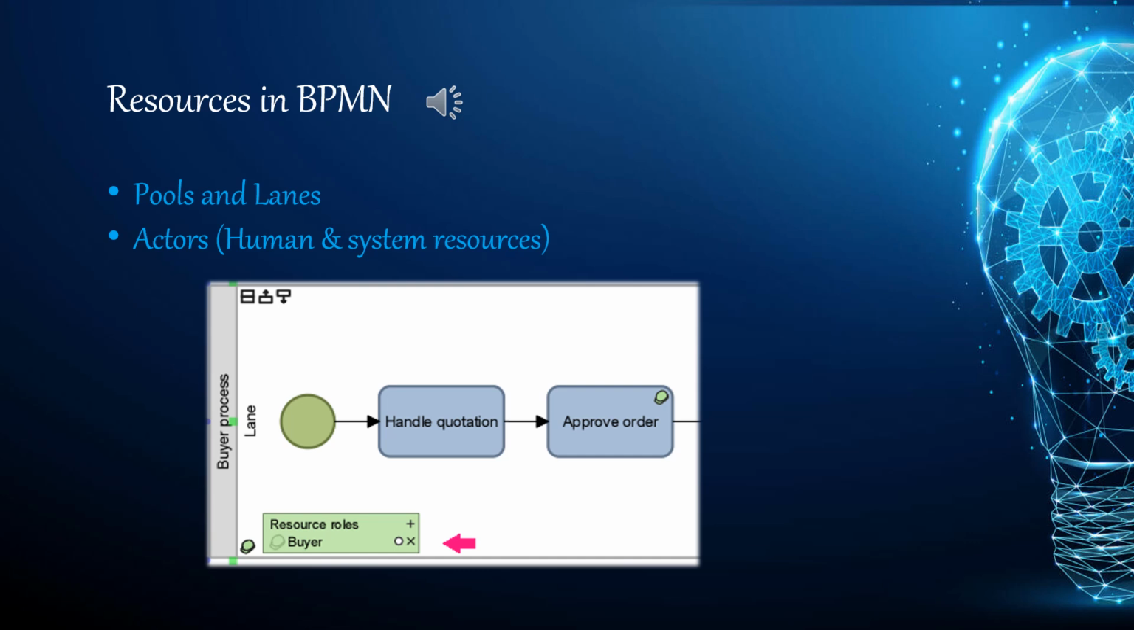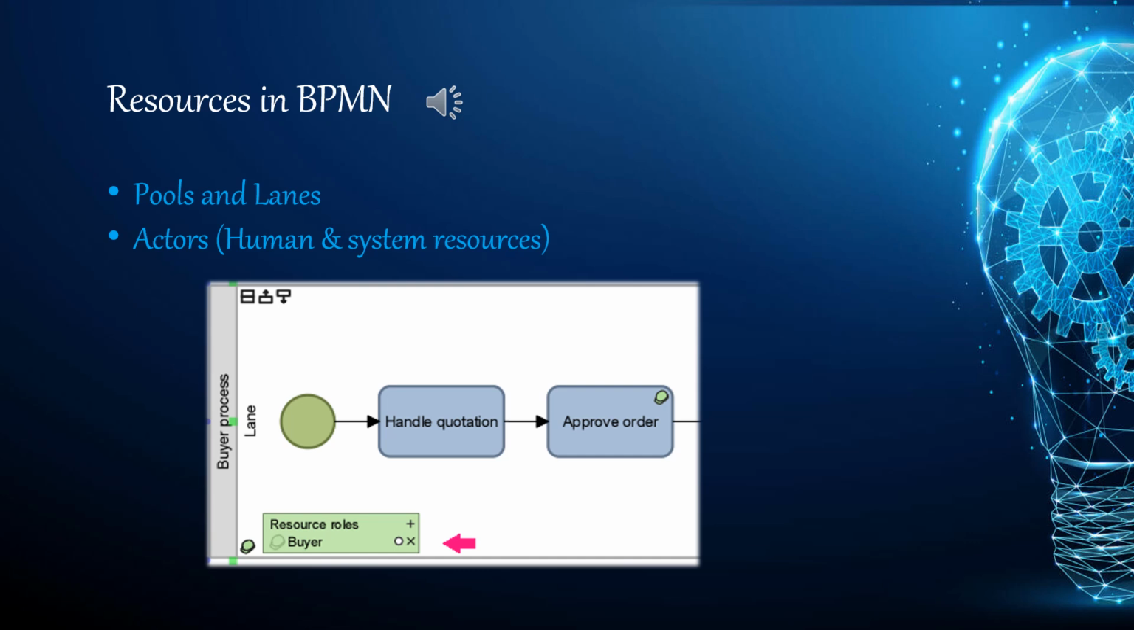In BPMN, resources refer to entities that perform or are involved in process activities. They help define responsibilities and workflow structure. The main resource-related elements in BPMN include pools, lanes, actors, data objects, and data stores.